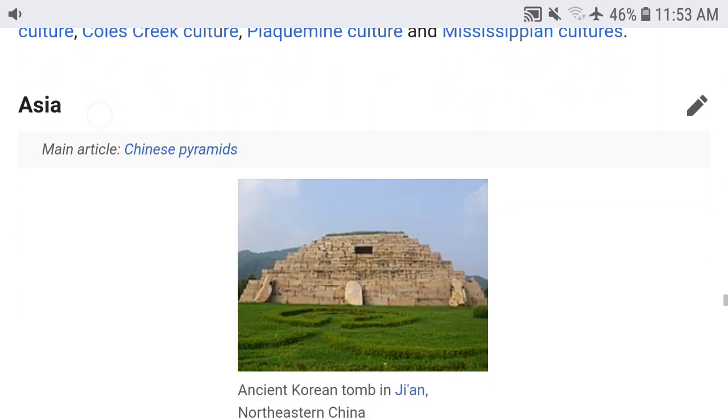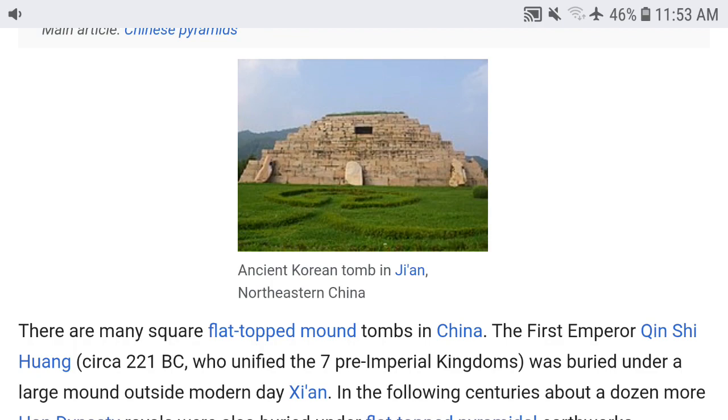But alright. Next we go to Asia, an ancient Korean tomb in Jian, northeastern China. This one actually kind of looks like a temple, more than a pyramid. But yeah, we're also about to talk about temples as well. But that's for the future. I think that's probably in the last episode. I'm not sure, but yeah.